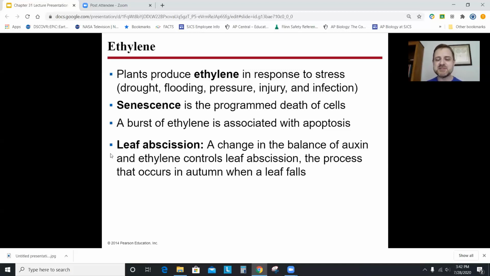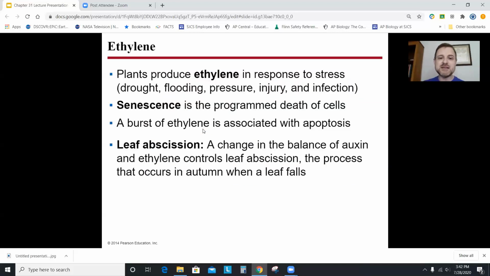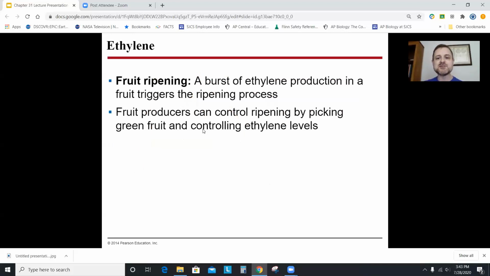An example is leaf abscission. So in the fall, when the leaves fall off trees, you have a stem, you have a leaf, the little stem of the leaf that attaches to the main stem. Basically, those cells just die. And when they die, the leaf falls off. This picture right here shows the little stem of the leaf. These cells go through apoptosis, they die, and therefore the leaf falls off. So leaf abscission is caused by a burst of ethylene, which causes those cells to die, and the leaves fall. Ethylene also is involved with fruit ripening. A burst of ethylene will also make fruit ripen faster.